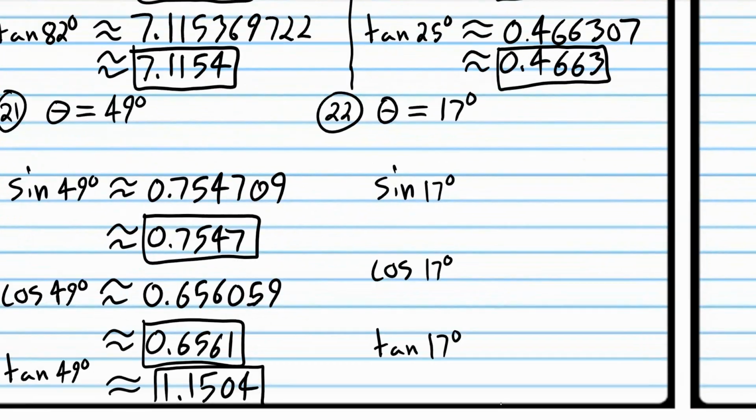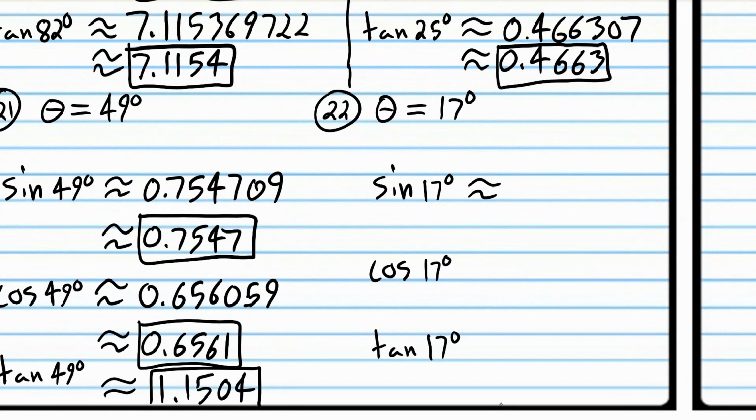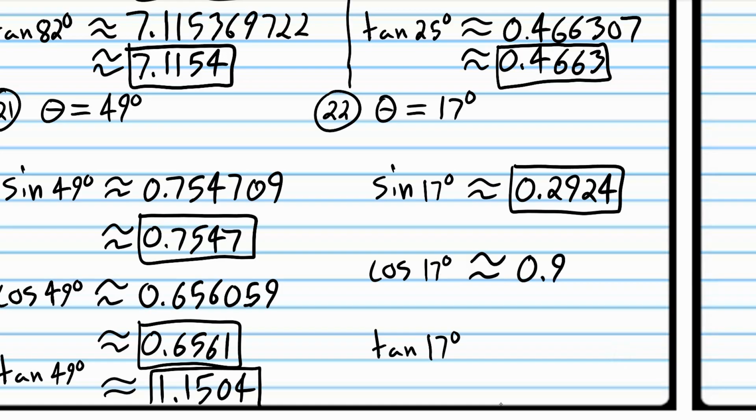All right, we're back. So again, we're using our calculator. Type in 17 and push the sine button and round off to 4 decimal places. So that's going to be 0.2924. I'm not going to explain the rounding, I'm just going to go, because you should know how to round by the time you get to this course. 17, pushing cosine, 0.9563.